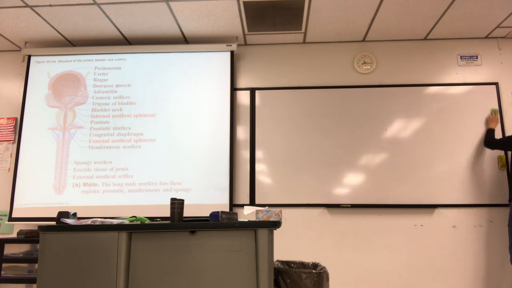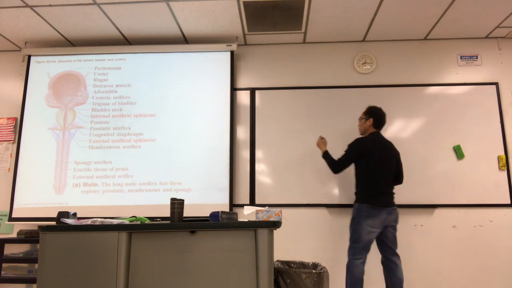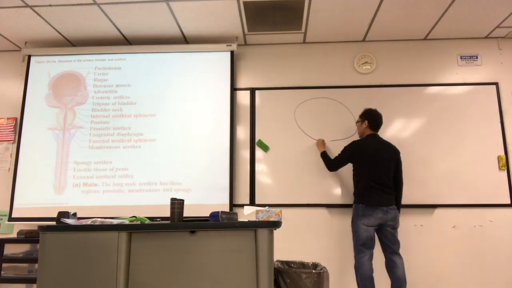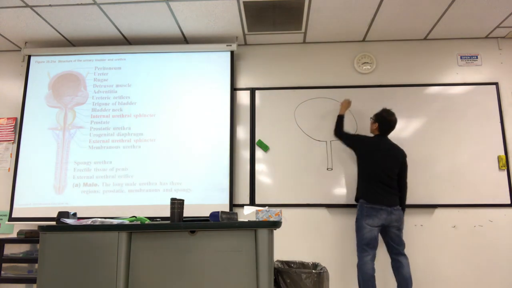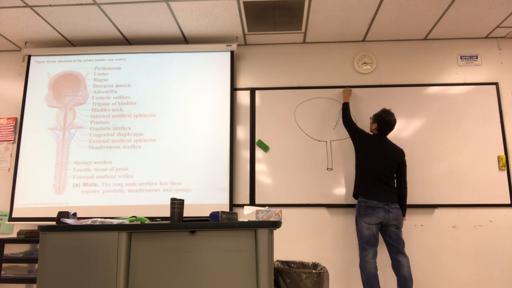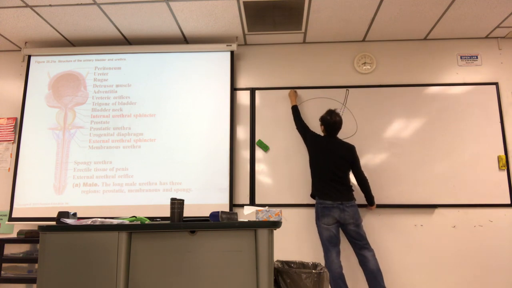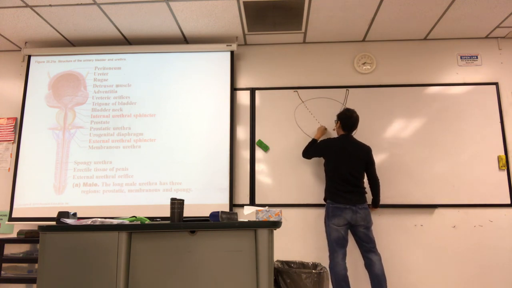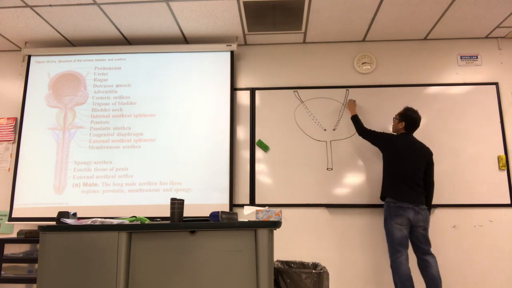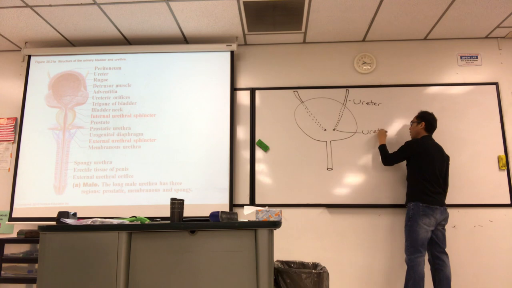The ureters descend retroperitoneal and they enter the bladder at the base, not the top, the base. Okay, so what you got here is a big bladder, the urethra, and the ureters come in there, and this one too. Two ureters, right and left. Basically where the ureter empties into the bladder is the ureteric orifice.